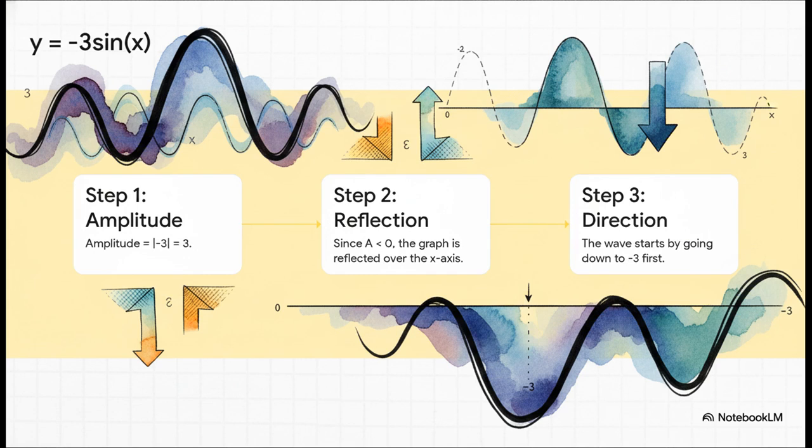All right, now for one that's a little trickier. y equals -3 sine x. This one's kind of a two-parter. First, the amplitude. We take the absolute value of -3, which is +3. But we can't forget that negative sign. That tells us the whole graph is reflected, so from the starting point, the wave heads down first.